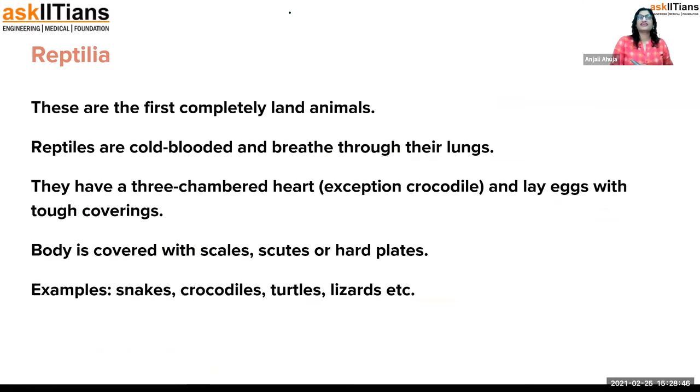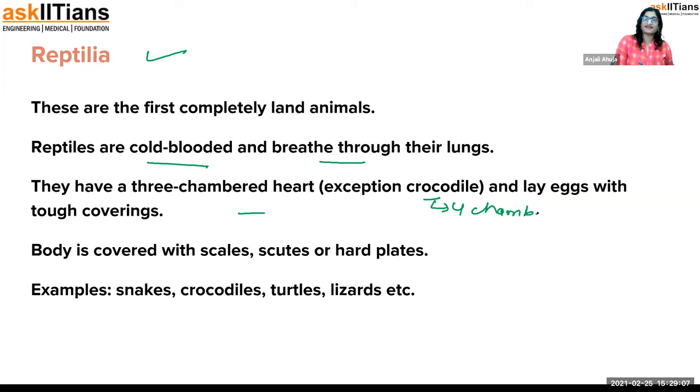Let's move further. Next is reptiles. Reptiles are the first completely land animals. They have completely come onto the earth, but they are not walking like us. They are crawling. Their movement is on the ground. They are also cold-blooded and breathe through their lungs. They have a three-chambered heart, except the crocodile, which has a four-chambered heart.